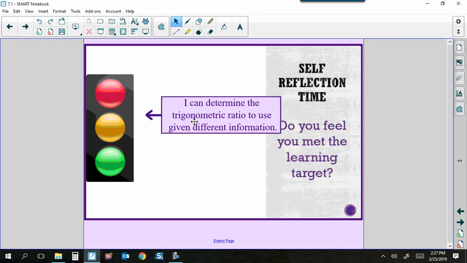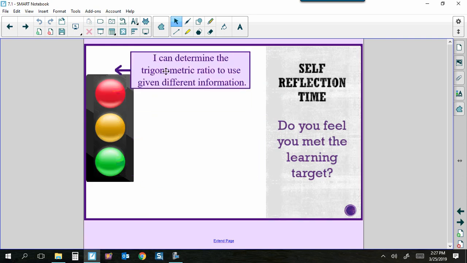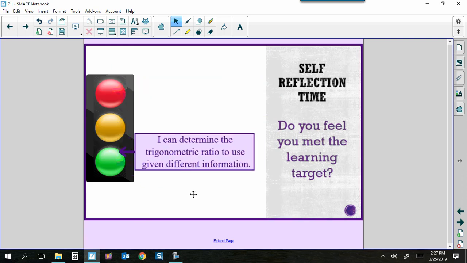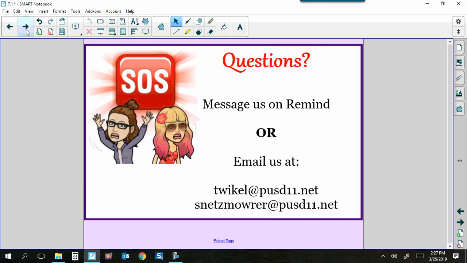So hopefully you guys feel confident in your rating system here as to determining which trigonometric ratio you are going to use based on different given information. If at any time you have any questions, as always, reach out to Mrs. Netz, myself, or your teacher.